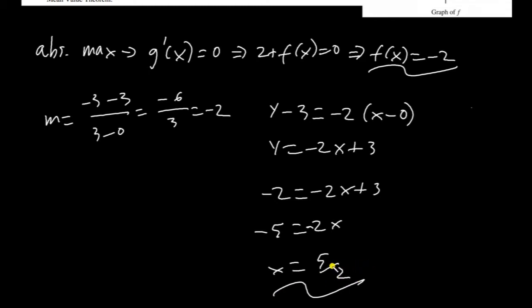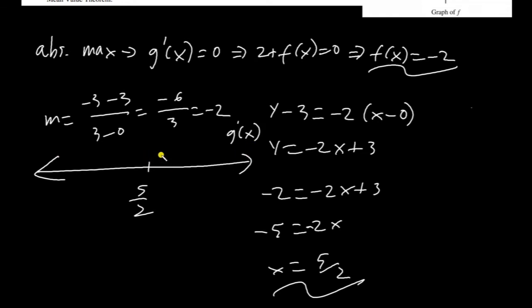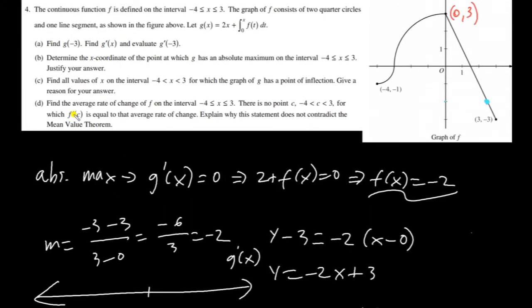This is the x coordinate of our absolute maximum, but real quick, before we're done, we need to prove it. We need to prove that it's an absolute maximum. So if we plug in a number smaller than 5/2 into g prime of x, say 0, we'll get 2 plus 3, because f of 0 is 3, which is a positive number.